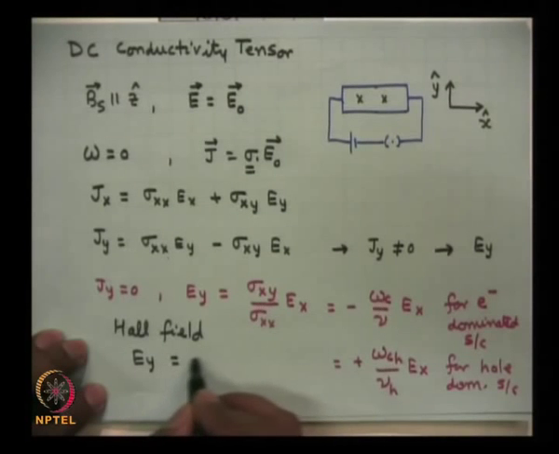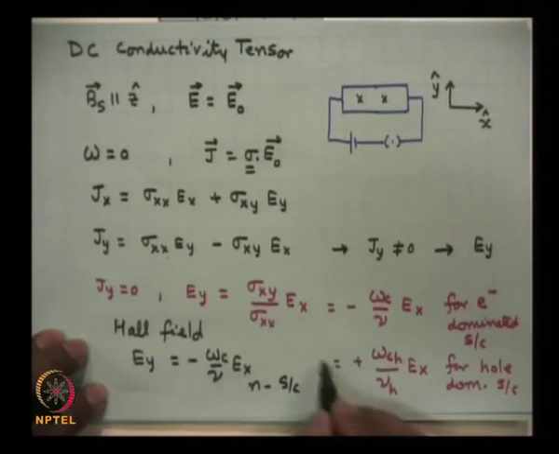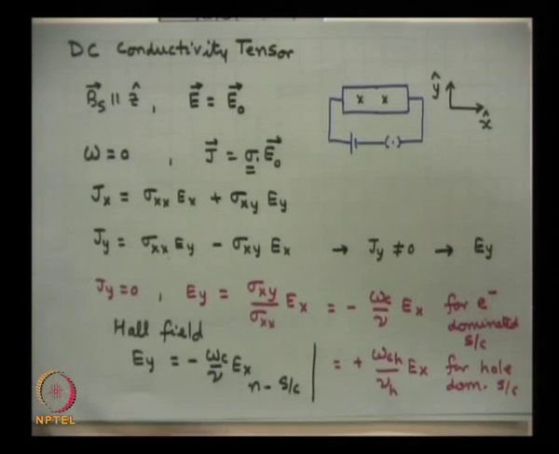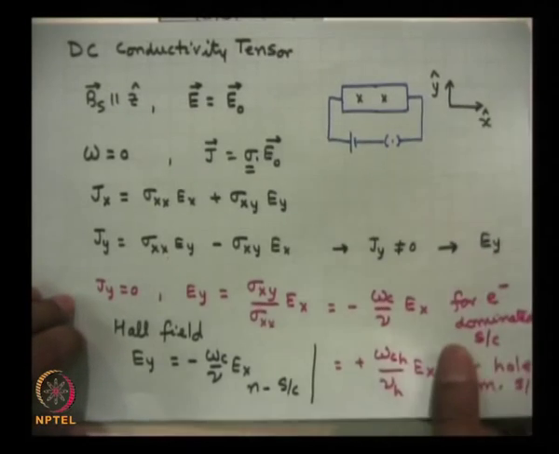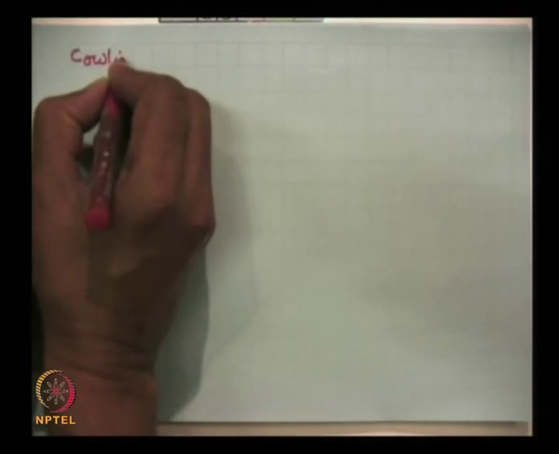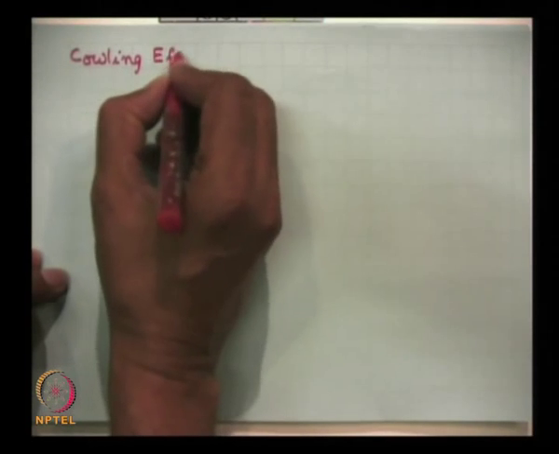Ey is equal to minus omega c upon nu Ex in an n-type semiconductor, and similarly in a p-type this expression. This Hall field is very valuable. Its magnitude could be bigger than Ex. And Cowling, what did he observe? This effect that he discovered is known as the Cowling effect.